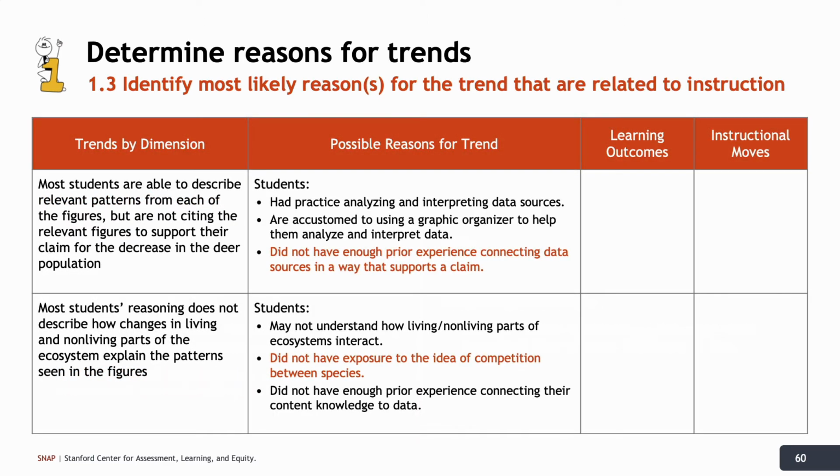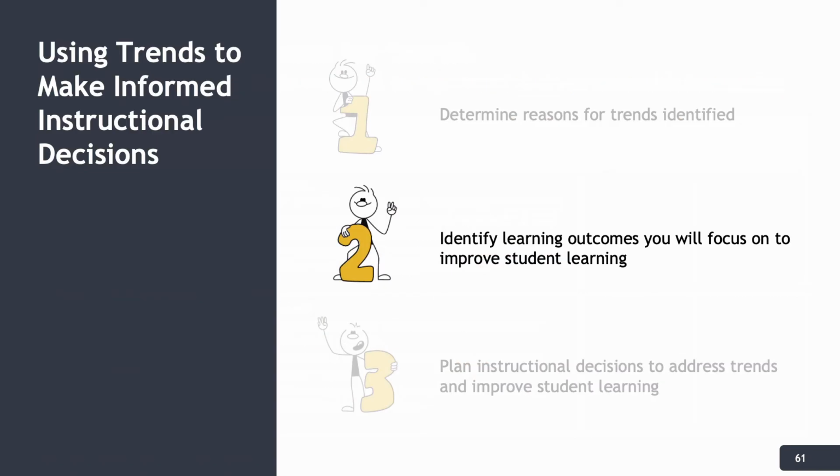We highlight the most likely reason in our instructional moves planning table because identifying these reasons will help guide our decisions on what instructional move will be most successful in addressing these trends. Now that we've identified the likely reason for the trend, step 2 is to identify the learning outcomes we'll focus on to address these trends and move students toward where we want them to be.